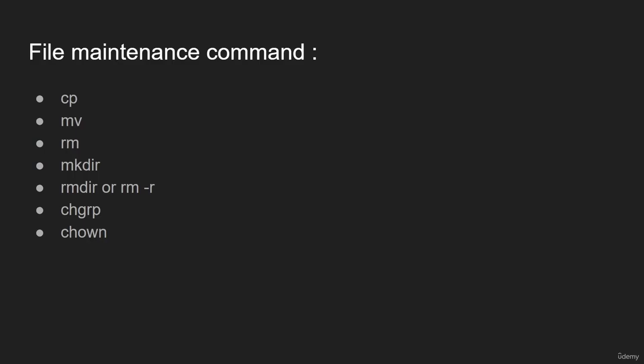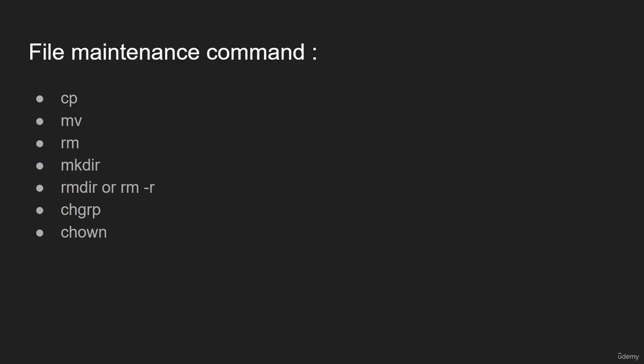rmdir is basically used to remove the directory, or the rm -r, which is used to forcefully remove the directory with its sub content also. Because rmdir will only remove the directory, but with rm -r, if the directory has some sub contents in it and you want to delete those also, you can use the rm -r command. It will delete the whole content of the directory.